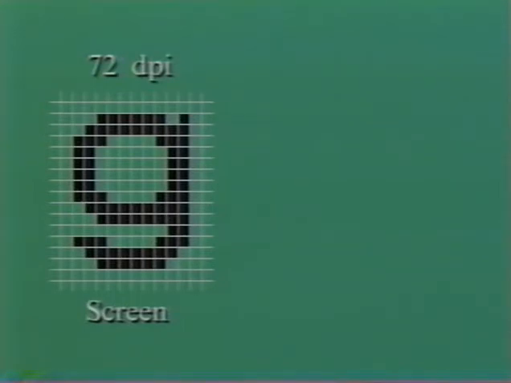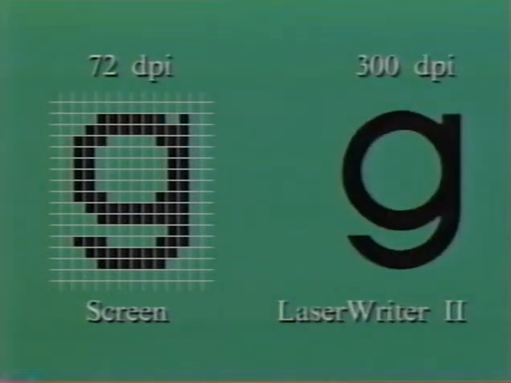This is a character on a Macintosh screen. It is a bitmap image at a resolution of 72 dots per inch. The Laserwriter 2 printer prints at a resolution of 300 dots per inch, about 4 times more than the image on the screen of the Macintosh. In order to print a higher resolution image such as this, the screen image must be converted into a 300 dpi image.